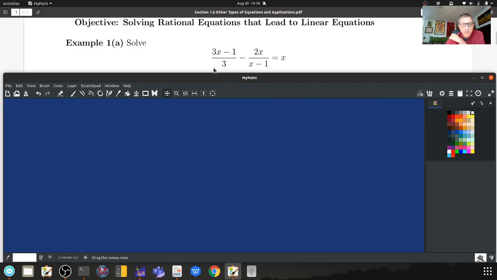So this is example 1a. So we're going to solve, and this is our first objective. These are going to turn out to be rational equations that lead to linear equations. So notice that this is a rational equation. There's the equal sign. And in this case, we actually have two rational expressions.